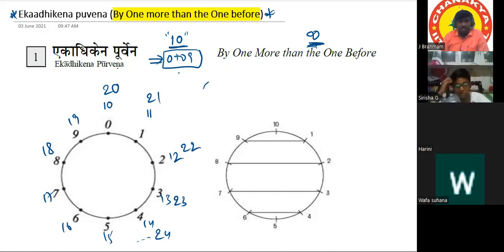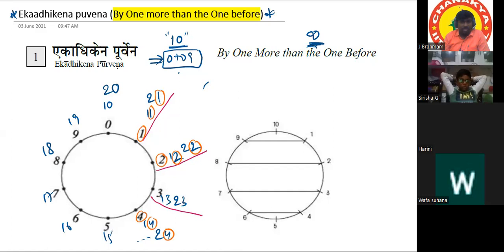See, branch by branch. This one we will call 2's branch. This one we will call 3's branch. This one we will call 1's branch. Branch by branch, any speciality? Yes, there is a speciality: in every branch, the units digit is the same. In 1's branch, all the units places are 1 only. In 2's branch, all the units places are 2 only. In 4's branch, all the units places are 4. This is the speciality of this circle.